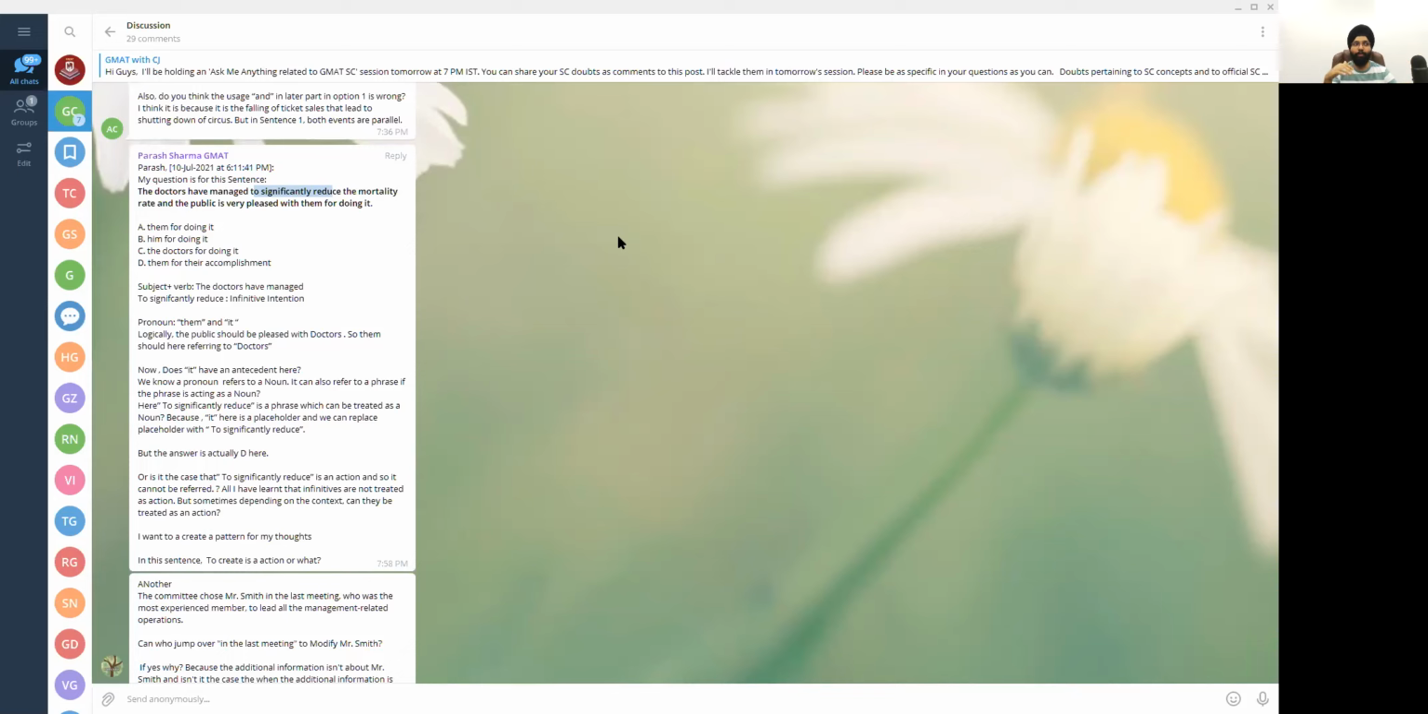You are thinking that okay, to significantly reduce, it's an infinitive, can act as a noun. That's fine. And you can say here it's acting as a noun, that doctors have managed this thing, right? But if you replace it, it doesn't make sense. So it's not really referring to significantly reduce. Yeah, doing so would be correct, I believe.